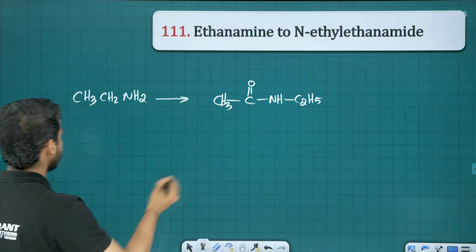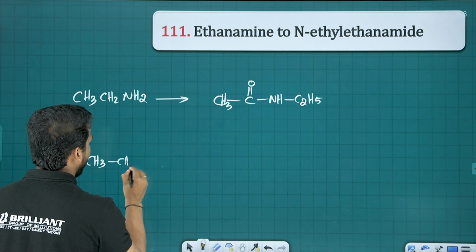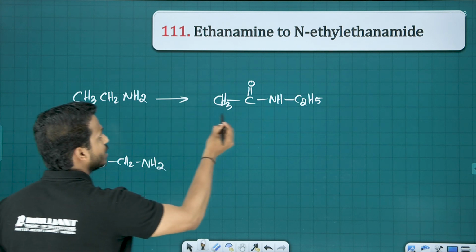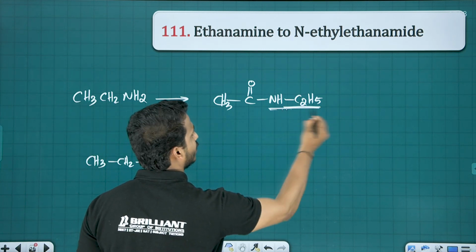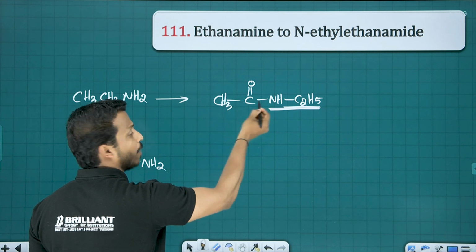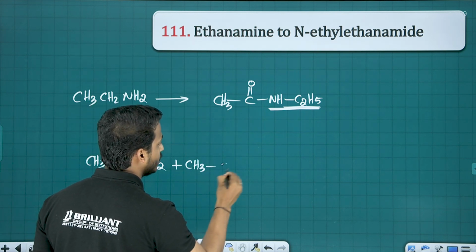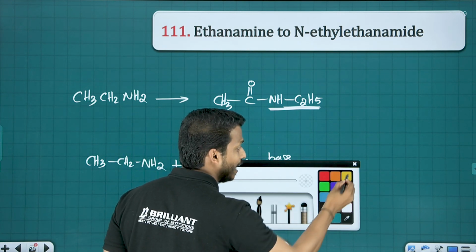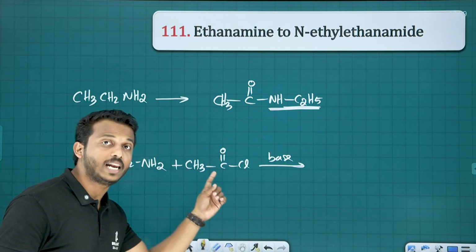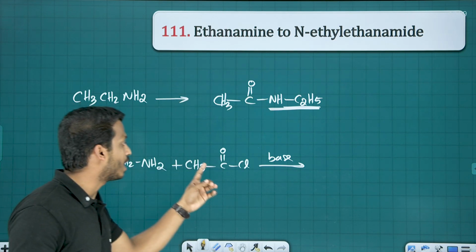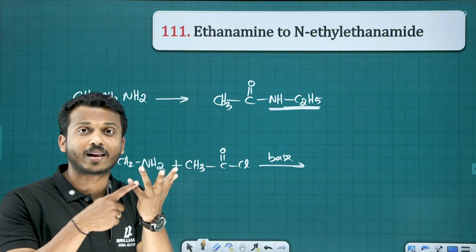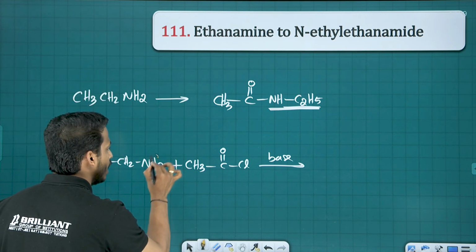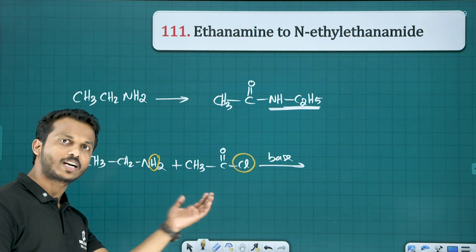How is it possible? Simple procedure. So ethanamine we already have. This ethyl part is already there with us. We need this part. So we need to use CH3COCl in presence of a base. What is this process called? Acylation. Amine on acylation becomes amide, right? You may study alkylation, that is our ammonolysis. Next you may study acylation. Simple procedure. Take this H, take this Cl. So what are we cutting?